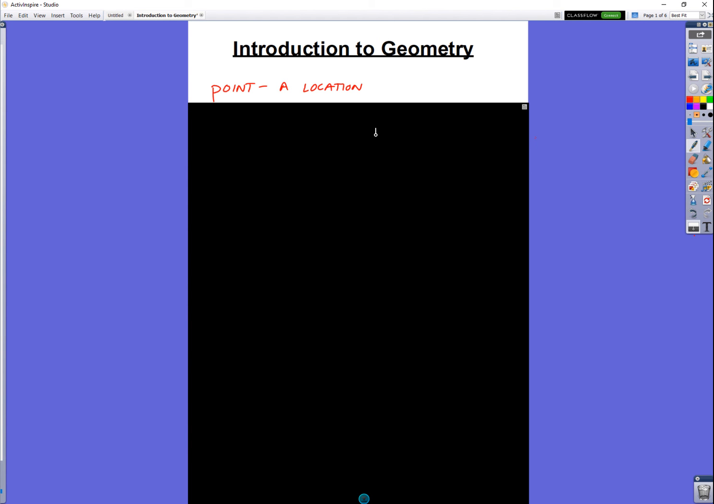So this introduction to geometry lesson, which is a 2-day lesson, is a lot of vocab, some definitions, some descriptions. It's not a lot of math. If you consider math to be numbers, and adding, subtracting, multiplying and dividing, there's not a lot of it.